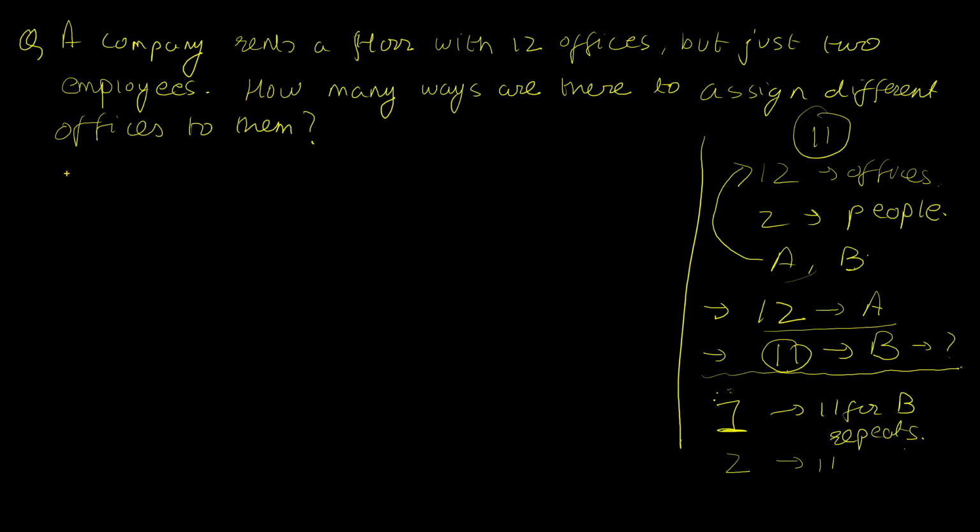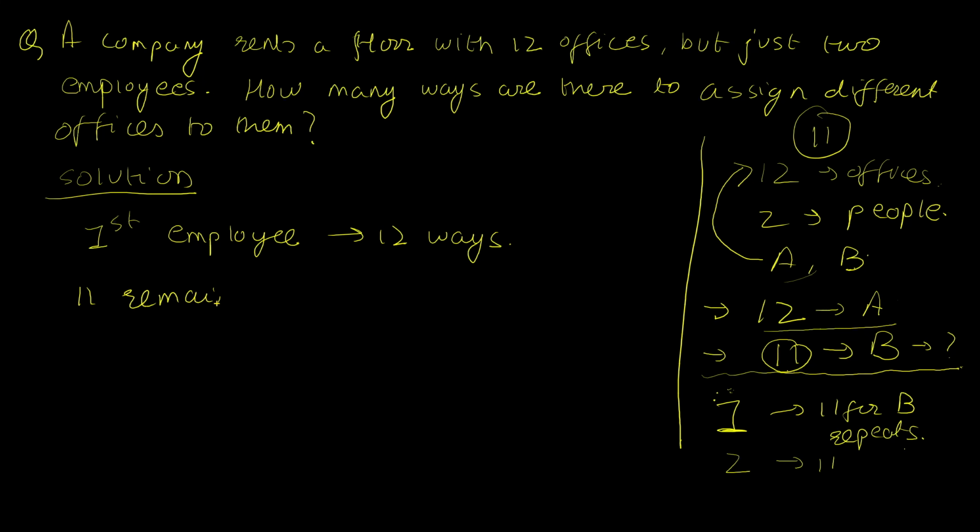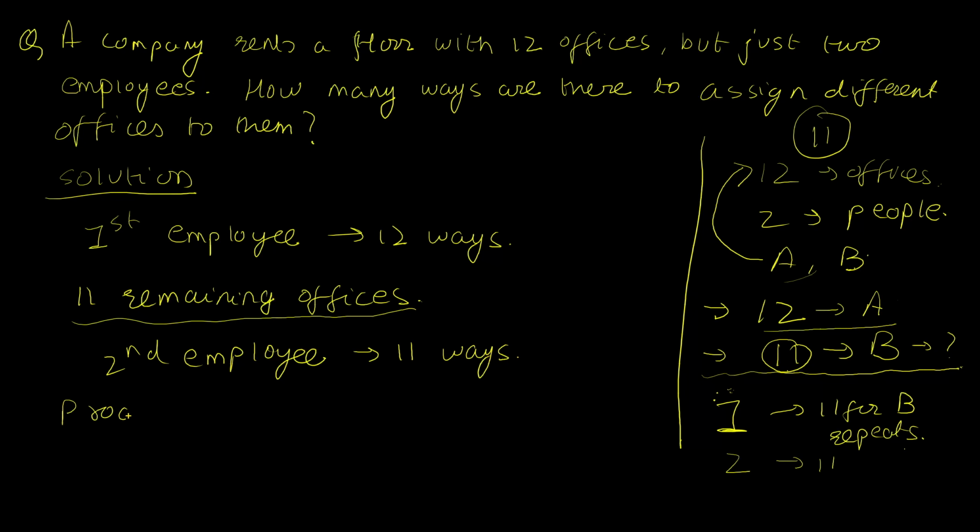So let me do the solution first and I'll give an example to make it even more clear why the product rule is used. So the solution is pretty basic. We have already followed it here. We'll just mention the same thing. We'll say that the first employee can be assigned an office in 12 different ways. And then you mention in language, once the first employee has been assigned an office, there are 11 remaining offices. Therefore, the second employee can be assigned to any of these 11 remaining offices. So we'll just say that the second employee can be assigned in 11 ways. And now we just refer to the product rule. The total number of ways is given by the product of 12 and 11. And that is equal to 132.